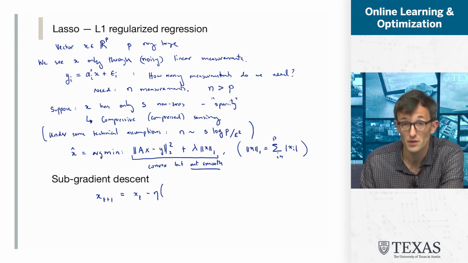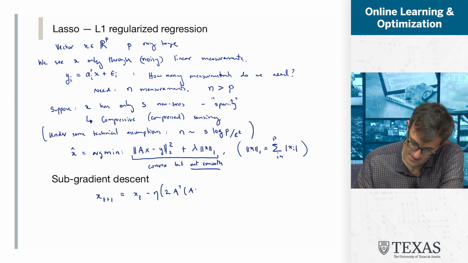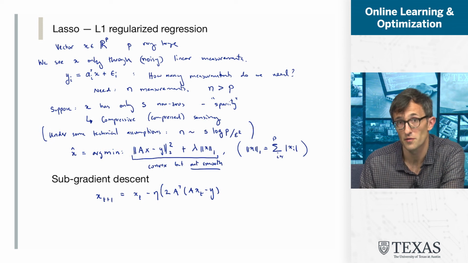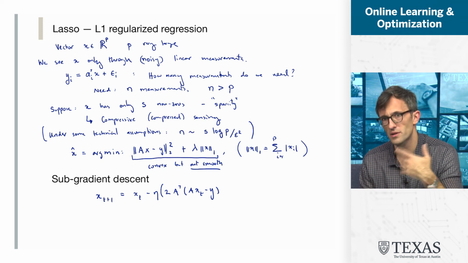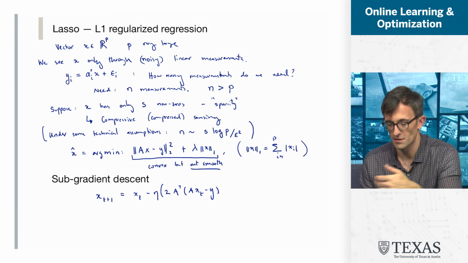The subdifferential of this function looks like twice A transpose times (A x_t minus y). That's the derivative of the first part, plus something in the subdifferential of the second. Remember that subdifferentials are exactly like derivatives. So the subdifferential of the sum of two terms is just the sum of the two.